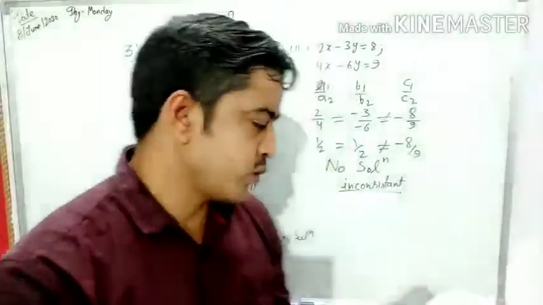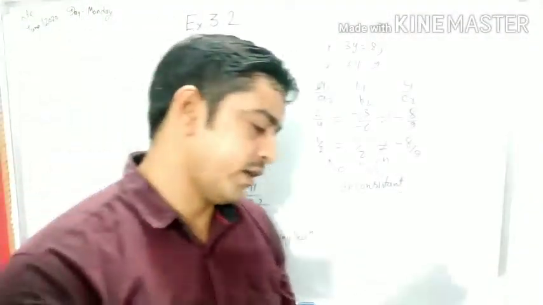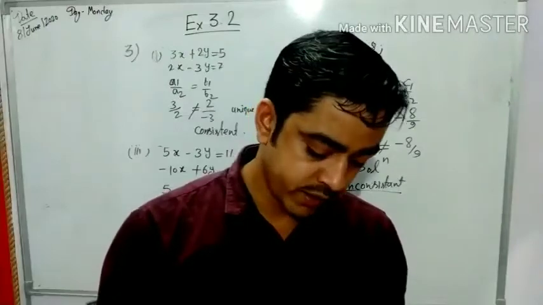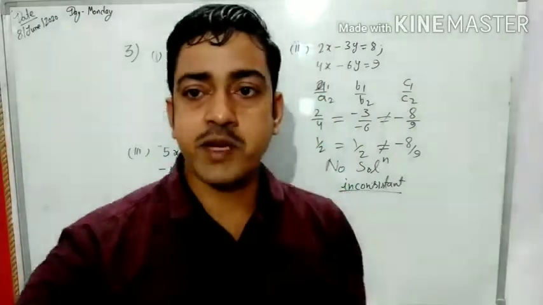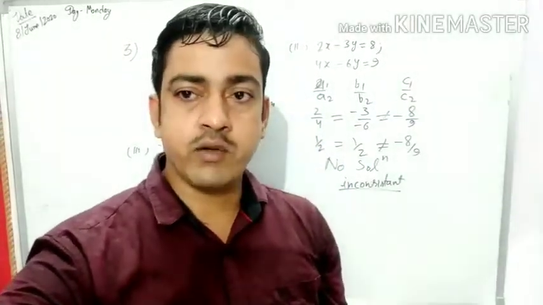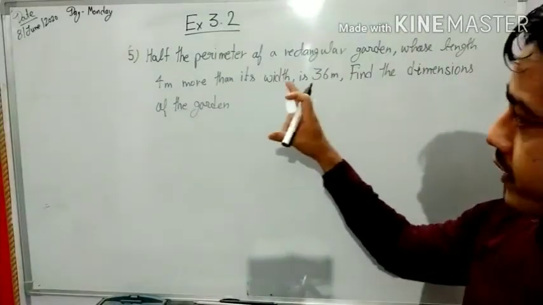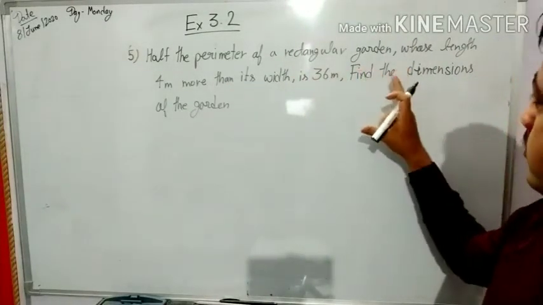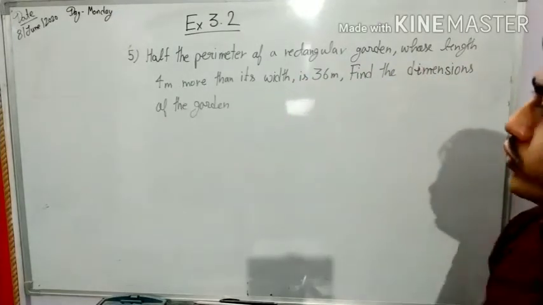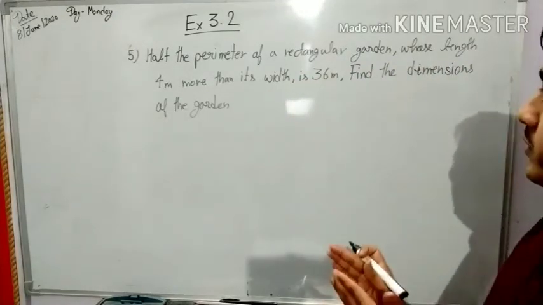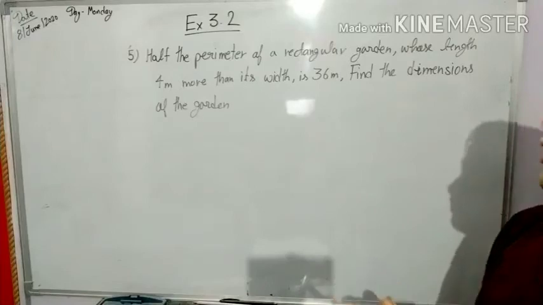So let's move on to the next question, which is a word problem, and this type of question comes in your exam. This is a very important question. Let's have a look. See this question. Half the perimeter of a rectangular garden whose length is 4 meter more than its width is 30 meter. Find the dimensions of the garden.